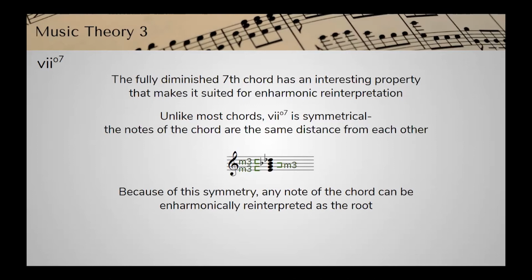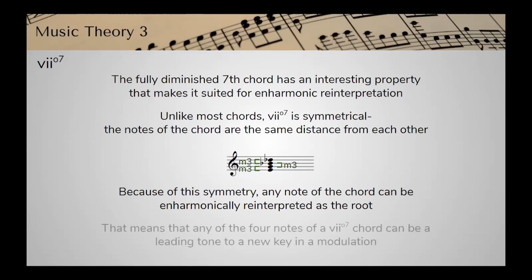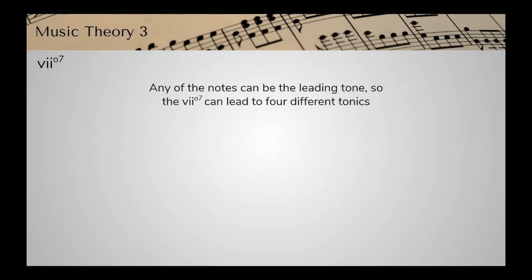But with a symmetrical chord like this, there's no reason to not hear that bottom note as the root, right? Any of the notes in this chord can be the root of the chord. And since it's a leading tone chord, that means that any of these notes can be the leading tone of a new key in a modulation, right? So with this chord here, that E could be the leading tone of F, right? So this chord could lead to F. That G could be the leading tone of A flat, and so on. So since all these notes can be the leading tone of the chord, any fully diminished 7th chord can lead to 4 different tonics.